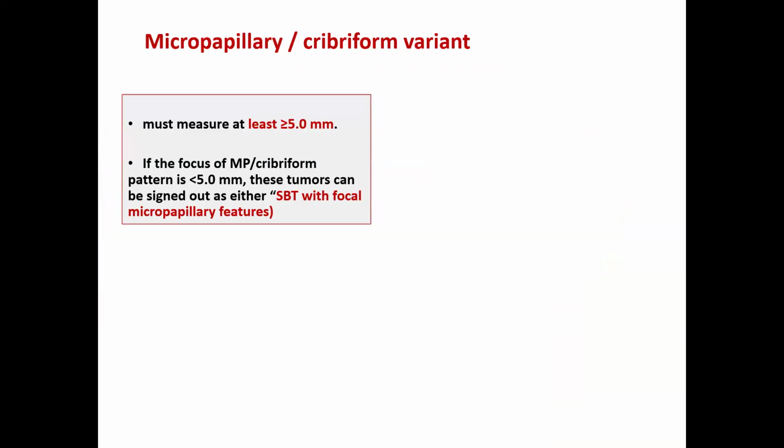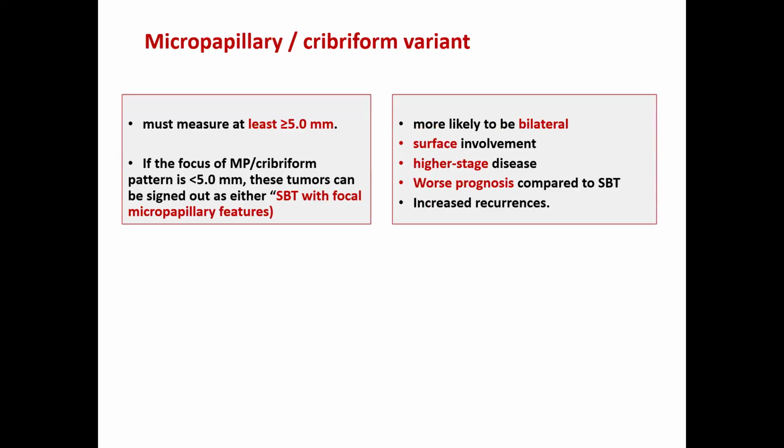So to say this is a micropapillary cribriform variant, you must measure this area, at least 5 millimeter. If it is very small, less than 5 millimeter, it's just a serous borderline tumor with focal micropapillary features, and this has no significance. The micropapillary variant of serous borderline tumor is more likely to be bilateral, more likely to have surface involvement and higher stage disease, so more likely to have implants, and have a worse prognosis compared to the serous borderline tumor, with increased risk of recurrence.